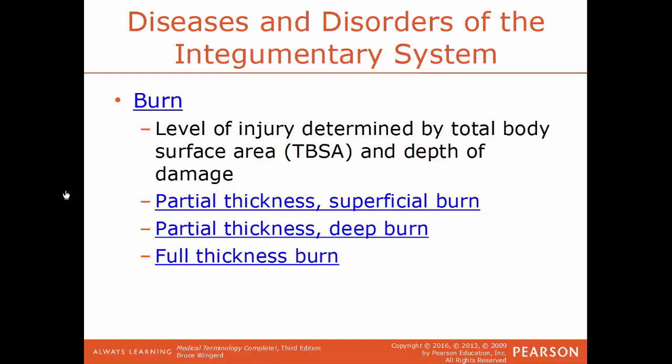This would include something very simple, such as grabbing a hot cup of coffee without realizing it's that hot, so you immediately pull your hand back. That's technically a first degree burn. Now most sunburns are first degree burns.